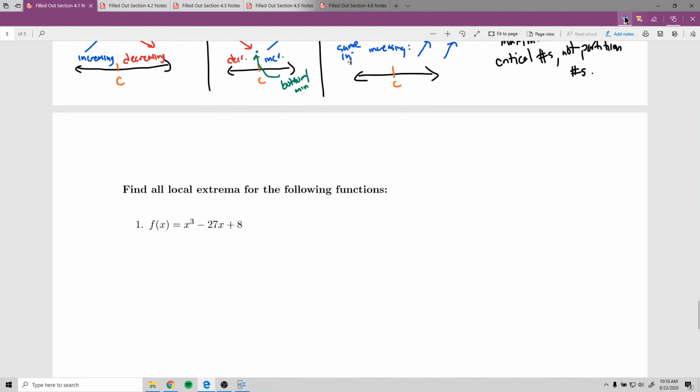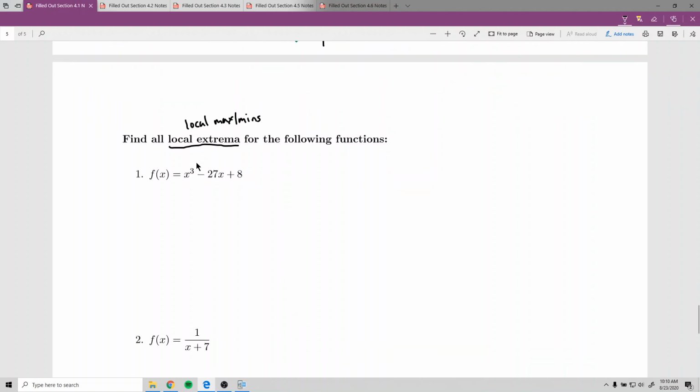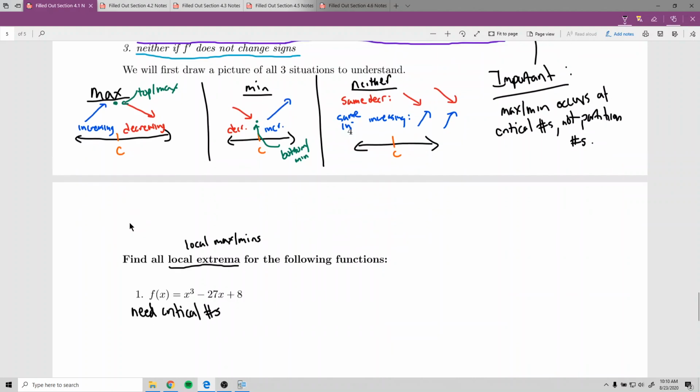All right, but just to finish it up, we'll deal with our two examples again. It says find all local extrema, so we want to find all local max and mins of our two functions. So the information we don't need is the derivative anymore. We need the critical numbers, which we've already found, because they must be critical numbers where they happen.